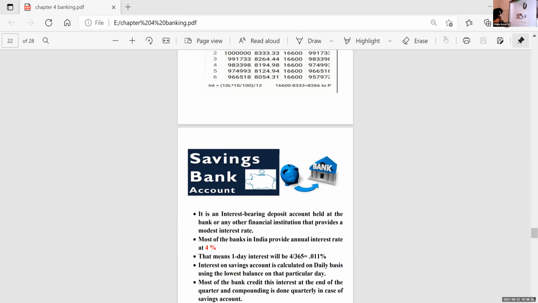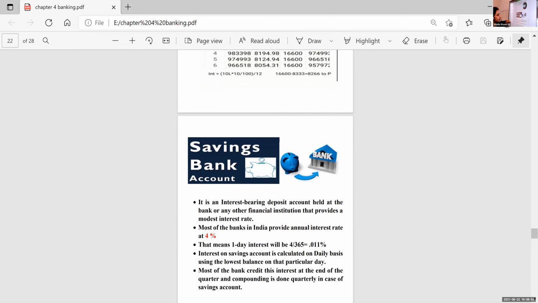Now the interest provided by the banks on a savings bank account is 4% annually. Annually, for 1 year, you get 4% interest. So our next task is to find out how much is the interest for 1 day. 4% is the annual interest rate. What will be the interest for 1 day?